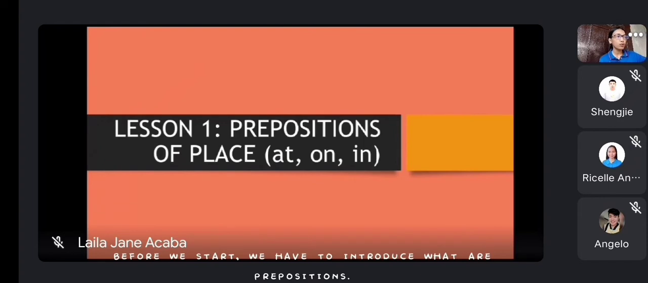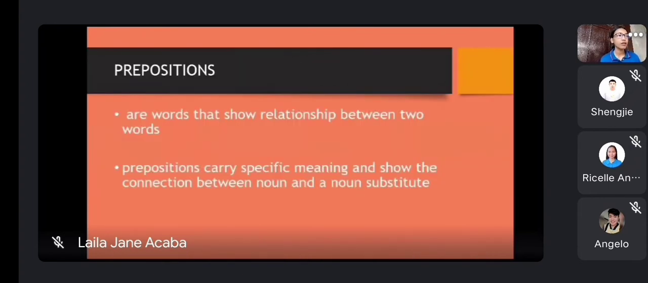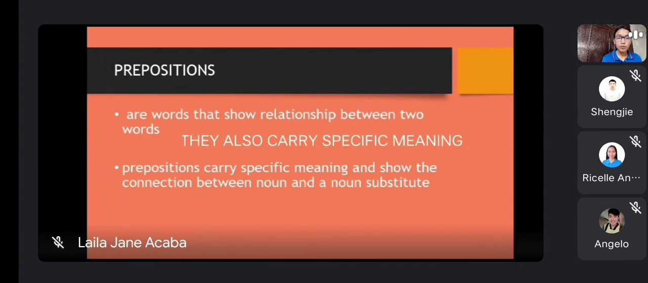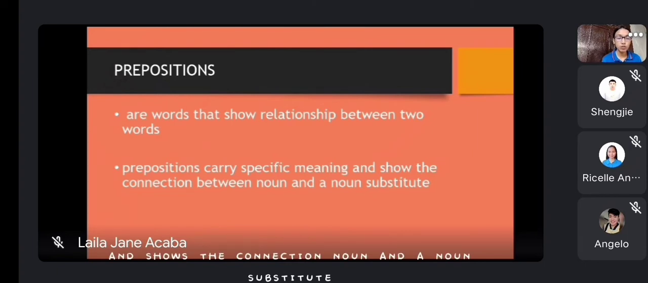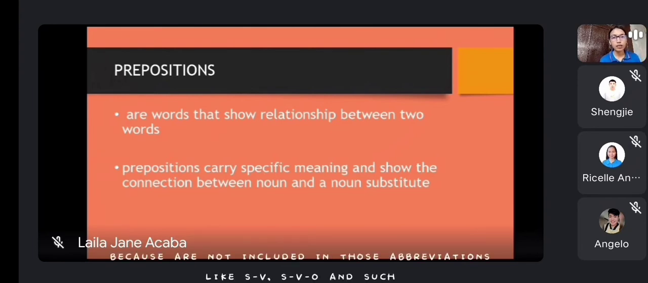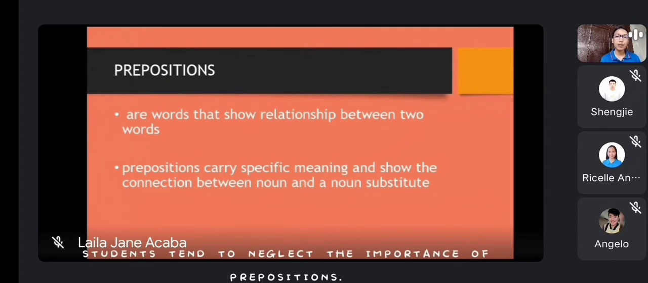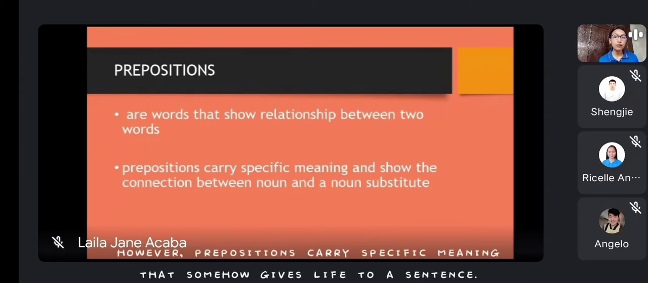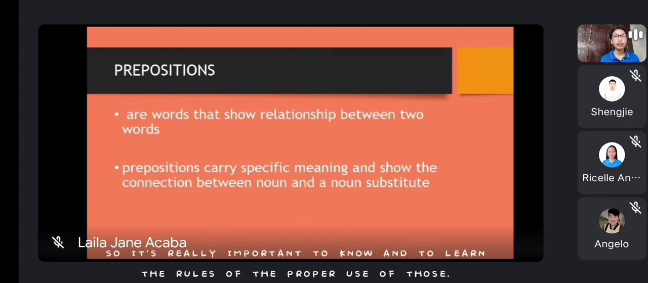Before we start, we have to introduce what prepositions are. Prepositions are words that show relationship between two words. They also carry specific meaning and show the connection between a noun and a noun substitute. We are familiar with word orders, right? Yes, ma'am. Because prepositions are not included in those abbreviations like SV or SVO and such, students tend to neglect the importance of prepositions. They think that it is unnecessary. However, prepositions carry specific meaning that gives somehow life in the sentence. So it's really important to know and to learn the rules of the proper use of those.